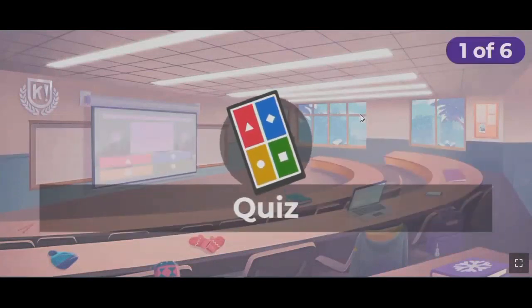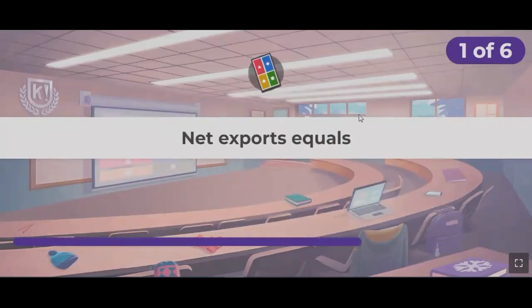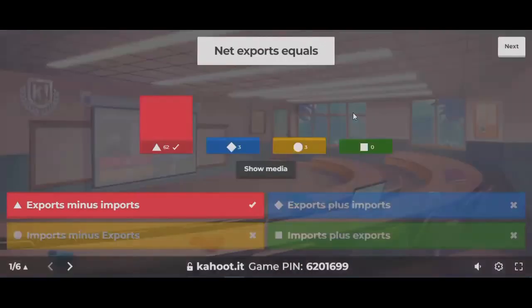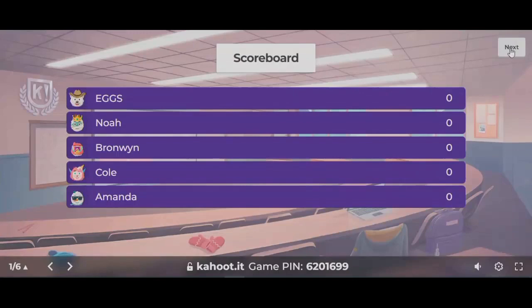Question 1. Net exports equals what? Exports minus imports, exports plus imports, imports minus exports, or imports plus exports? At least two of those are the same. Exports minus imports. Very good. Important to get that one right.